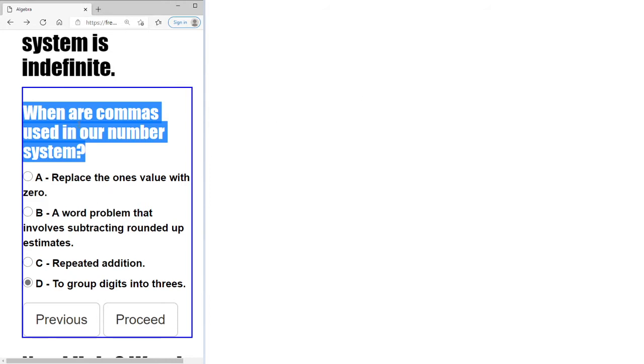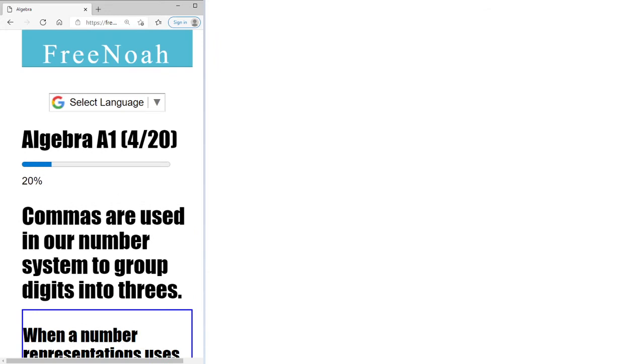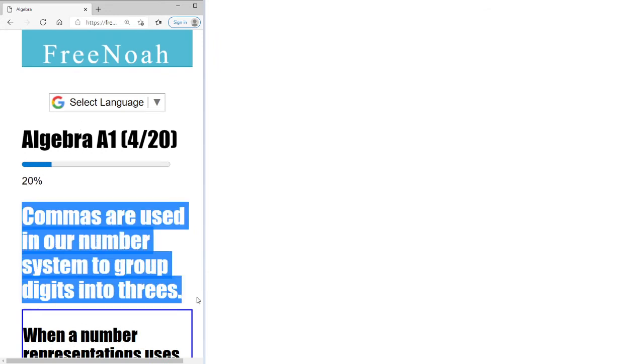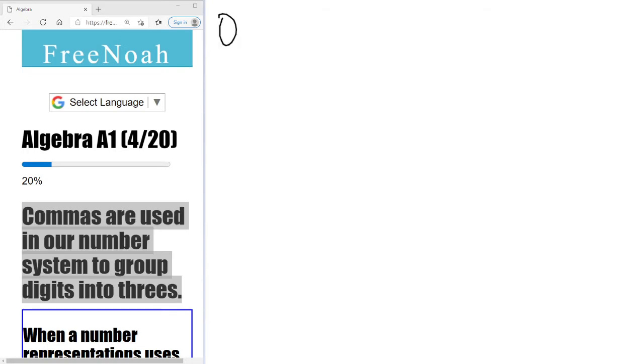When are commas used in our number system? Commas are used in our number system to group. One of the prerequisites here is that you have to know how to count. So you have to know your digits: 1, 2, 3, 4, 5, 6, 7, 8, 9.